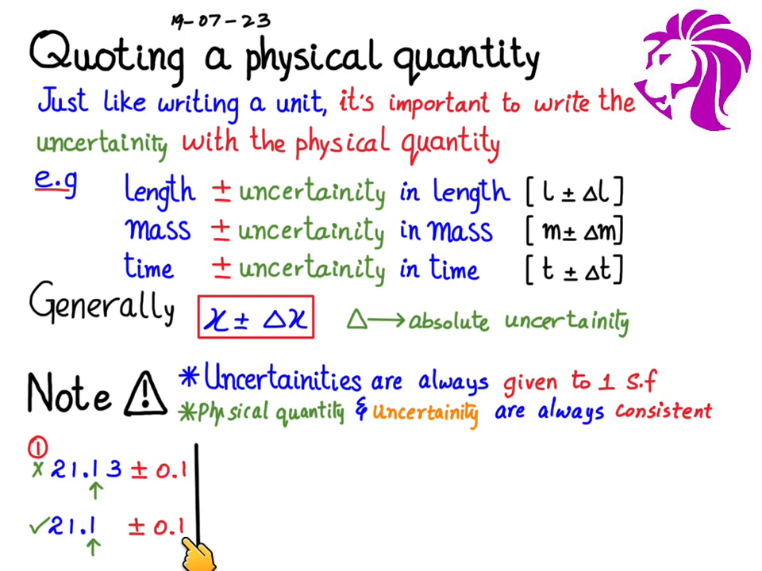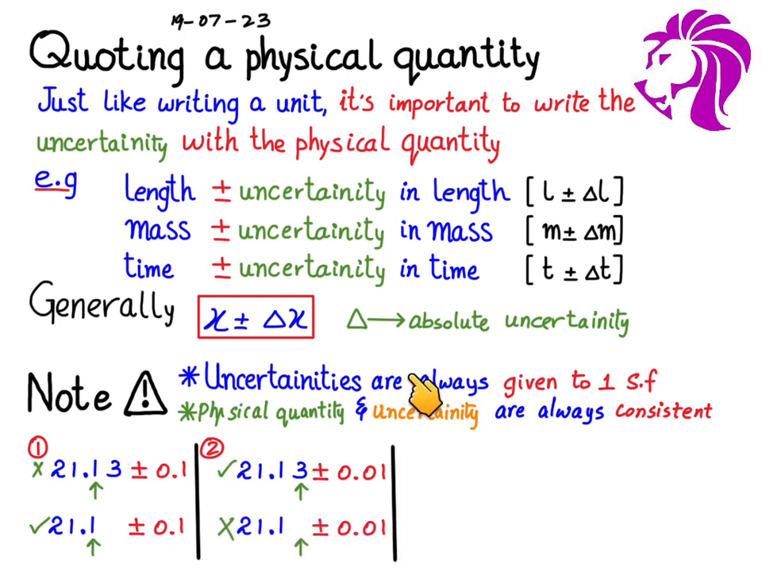Why? The decimal place where the first significant figure of uncertainty lies, to the same decimal place I've given my final value. If I have a measurement as 21.13, but this time my uncertainty is 0.01, again the uncertainty is given to one significant figure, but this value is given as 21.13. Let's see if this is written right or wrong. See, this is right. Why? Because if you look at this, you see that the first significant figure of the uncertainty is on the second decimal place. So that means you need to round off your value to the second decimal place.